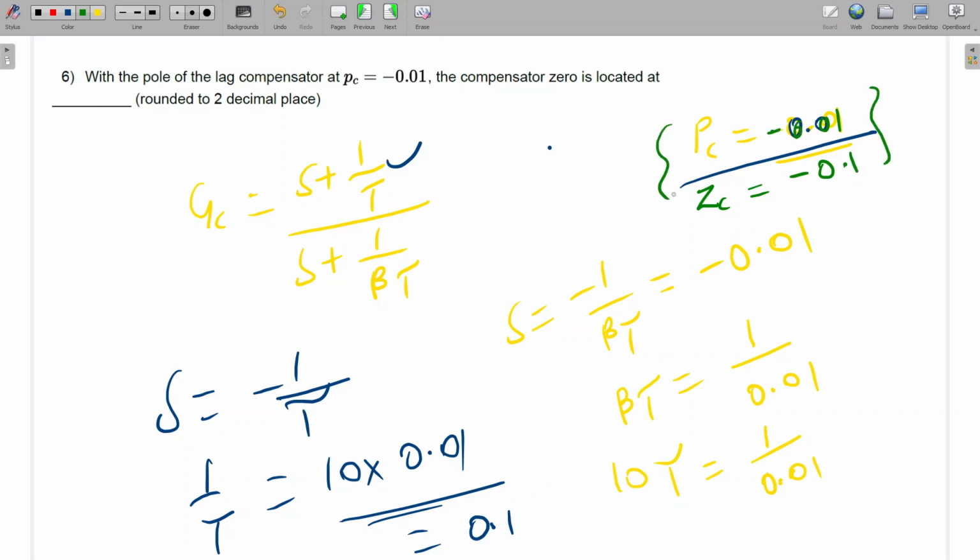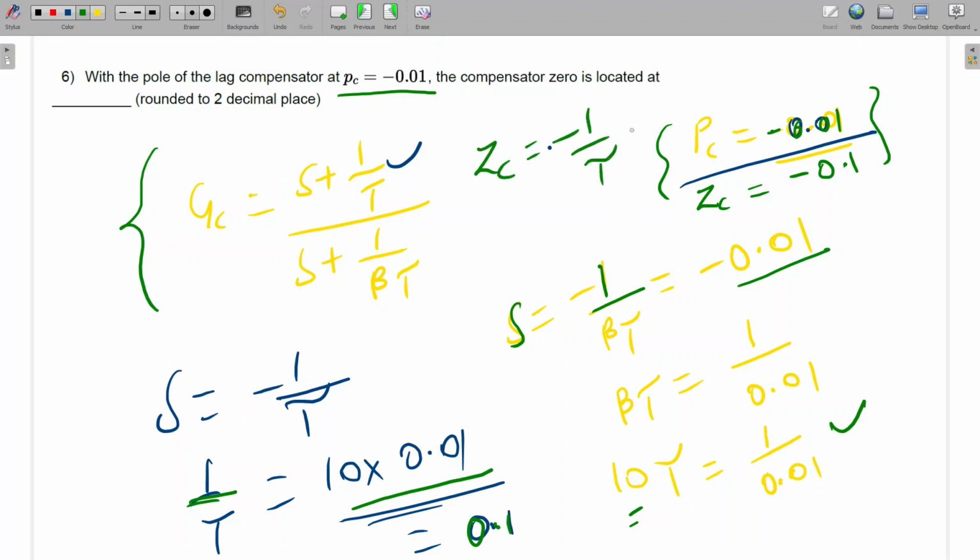Is it clear? Already we know the beta value. This is the standard compensator function. So s equal to minus 1 by beta tau is the pole, and the pole is given as minus 0.01, and beta is 10. From this equation we get 1 by tau equal to 10 into 0.01, that is 0.1. So our zero Zc is equal to minus 1 by tau, equal to minus 0.1. Is it clear up to now? Yes, sir.